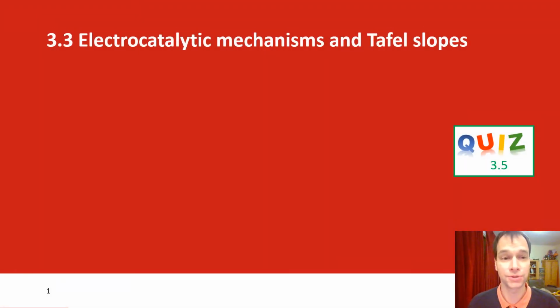Welcome to the third screencast of the electrokinetics module. Now we have covered the Butler-Volmer equation, we can move towards more complex electrocatalytic mechanisms and also discuss the corresponding Tafel slopes. For this, I would recommend you to start with quiz question 3.5.